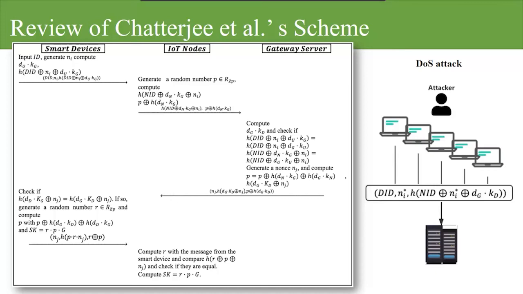Furthermore, since none of the three participants in the scheme checked the freshness of messages and response messages with calculated values, the scheme cannot defend against the DOS attack either. The adversary can eavesdrop on a message and resend it a large number of times, making the gateway server of the IoT node out of service.